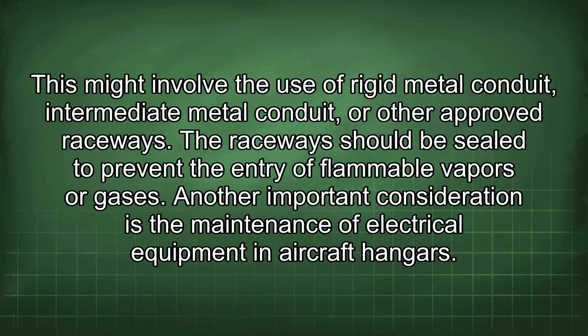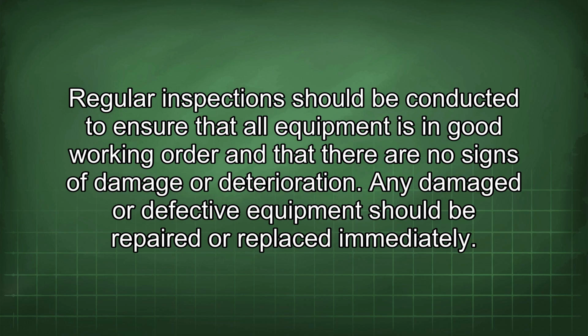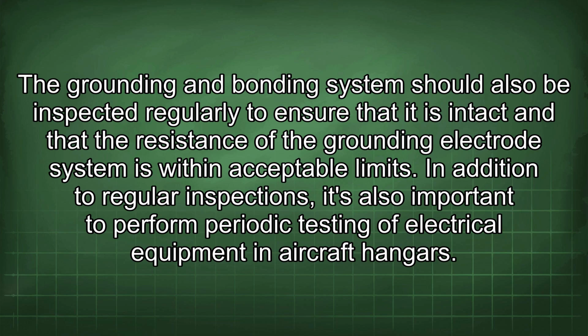Another important consideration is the maintenance of electrical equipment in aircraft hangars. Regular inspections should be conducted to ensure that all equipment is in good working order and that there are no signs of damage or deterioration. Any damaged or defective equipment should be repaired or replaced immediately. The grounding and bonding system should also be inspected regularly to ensure that it is intact and that the resistance of the grounding electrode system is within acceptable limits.